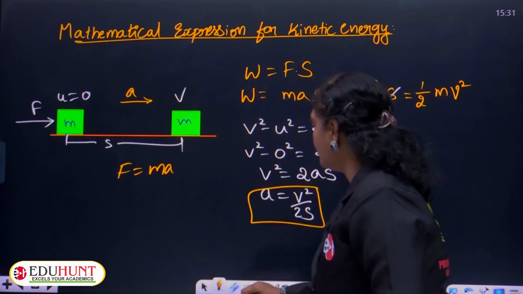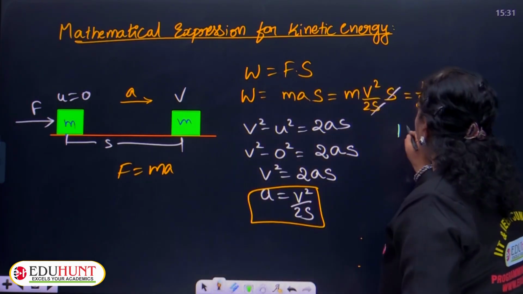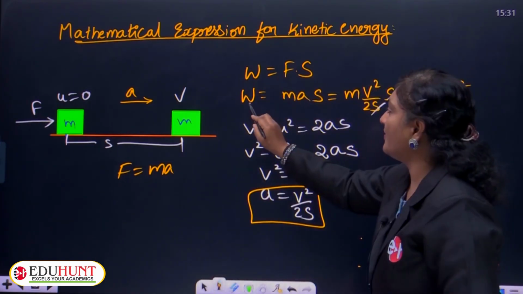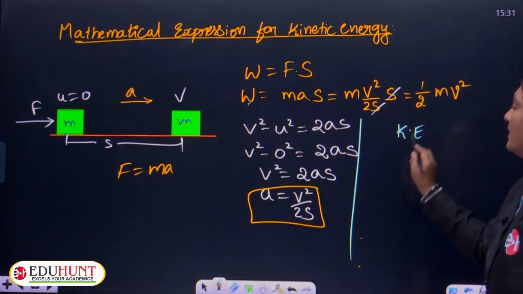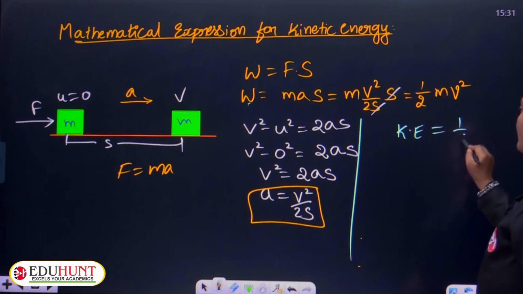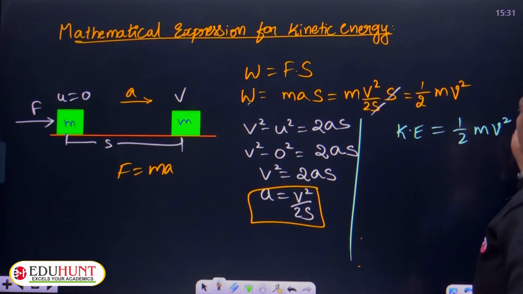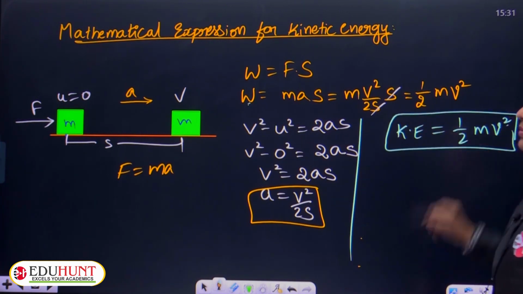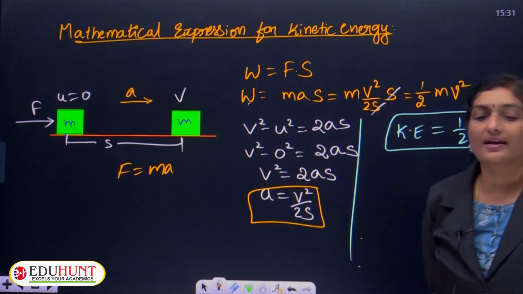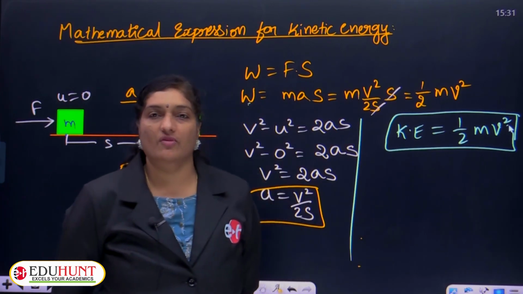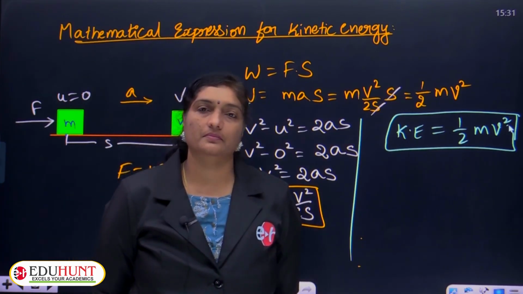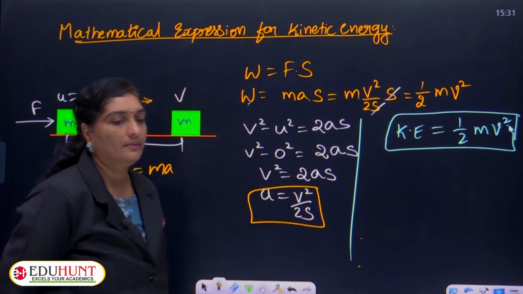Hence W itself is the kinetic energy, so instead of W, I am replacing it with KE. KE is found to be half mv square. So what is the formula for kinetic energy, children? KE equals half mv square. I hope the concept is clear.